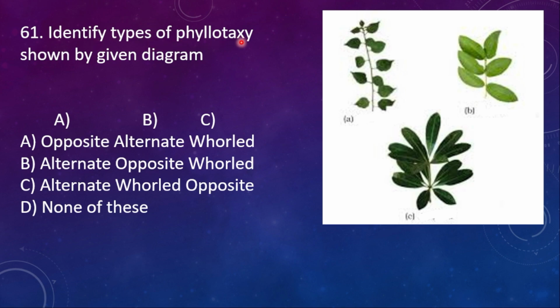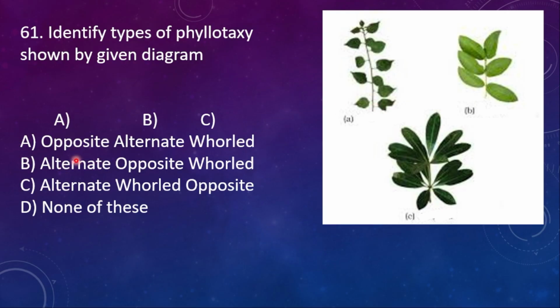61. Identify the type of phyllotaxy shown by the given diagram A, B and C. See, here this is the stem. On the stem there is arrangement of leaf. Here this is the stem, this is the leaf. Whether it is opposite, alternate or whorled, three types of phyllotaxy are there mainly. Next, see whether A is opposite, whether this leaf is exactly opposite to this, no. So A option is wrong.